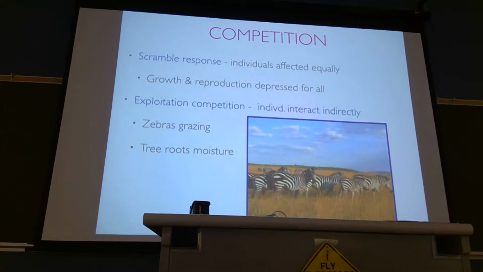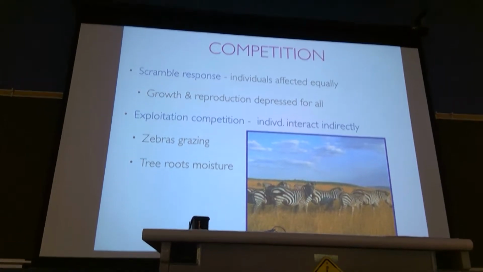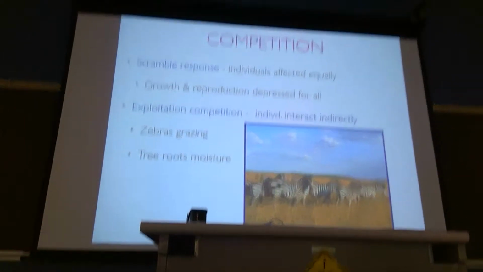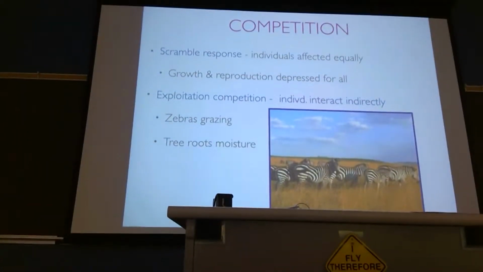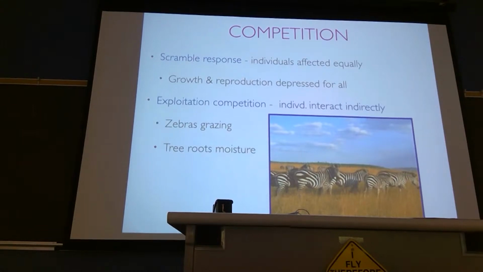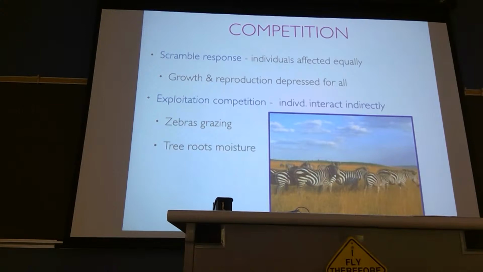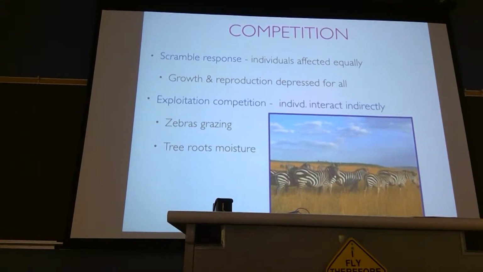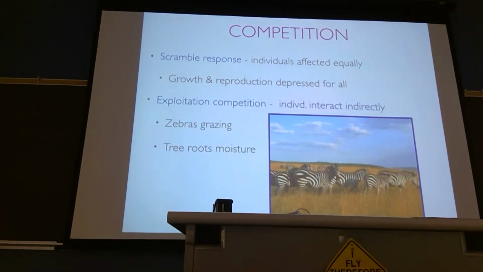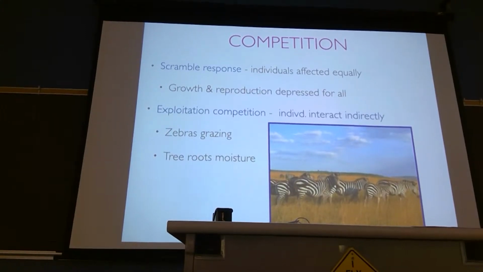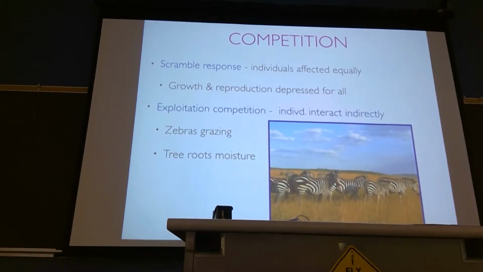So an excellent example of a scramble competition and a scramble response are large herds of herbivores grazing. The more grazing there is, the less there is for everybody. But each individual is getting the resources on their own. Okay. That's a scramble competition, a scramble response. No one individual of the herd is more or less impacted by the actual interaction.